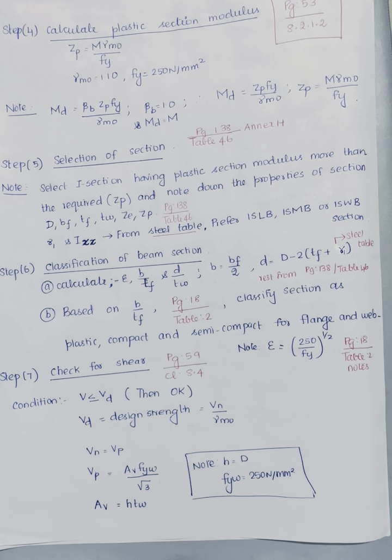Then we also don't have D value from the code book. So this can be obtained using the formula D minus 2 into (TF plus R1). So R1 you obtained from the steel table. Rest of the other values you have obtained from page number 138, table number 6. So now based on B by TF, using table 2 available in page number 18, we can classify the section. So this is the table.